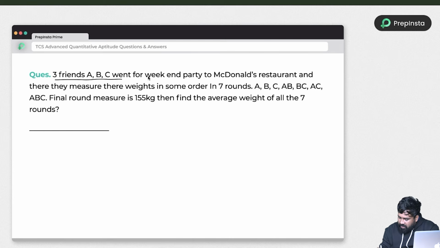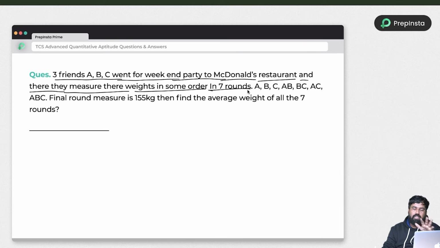Three friends A, B, C went for a weekend party to McD's restaurant, and they measured their weights in some order, in 7 rounds. So they measured some weights in 7 different rounds: A, B, C, AB, BC, AC, ABC. The final round measure is 155 kilograms.